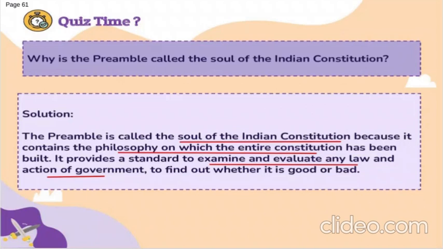So these words and values in the preamble provide a standard to examine and evaluate any law and the actions of the government, to find out whether it's good or bad. So the government also has to go through the constitutional laws on how to work.